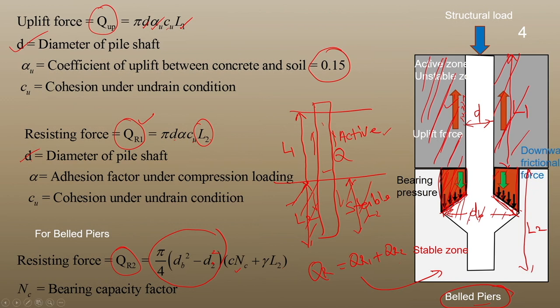Now, depending on the ratio L2 by dB, the value of NC can change. Say, for example, when this ratio is equal to 1.7, the NC value will be equal to 4. When the ratio is equal to 2.5, it will be equal to 6, and when it is greater than 5, then the value will be 9. So, depending on the values of the ratio between L2 by dB, the values of NC will change, and then the total uplift force will be equal to the resisting force for a stable foundation.